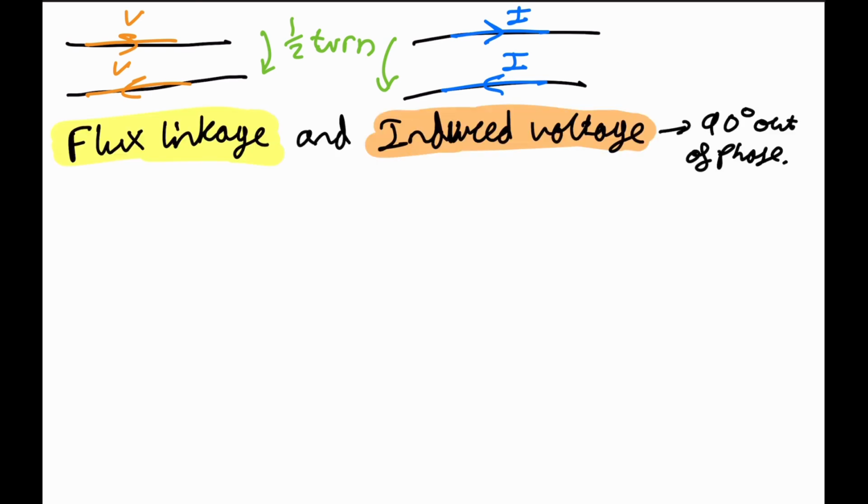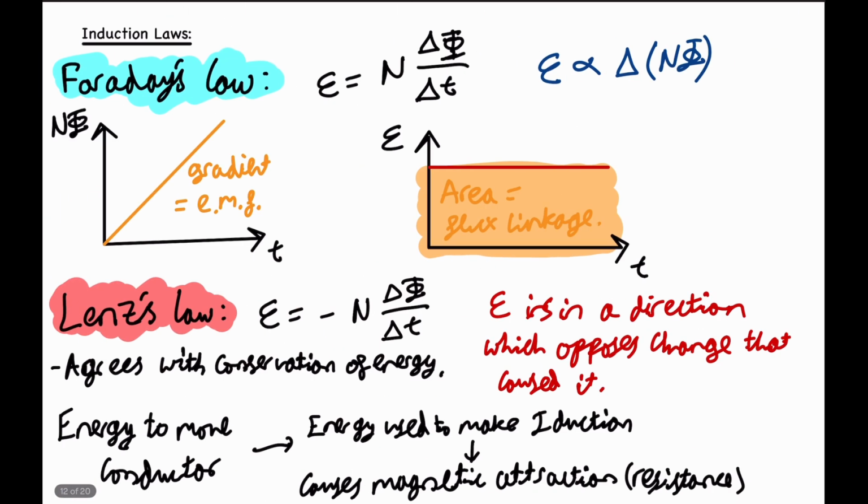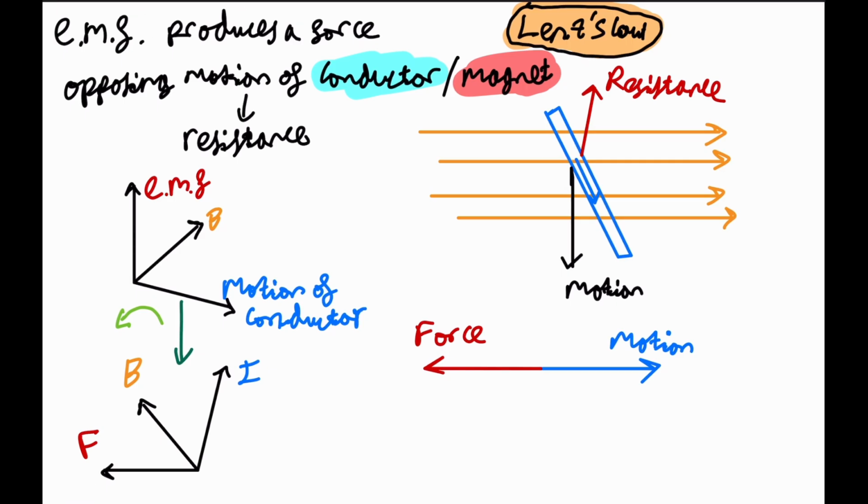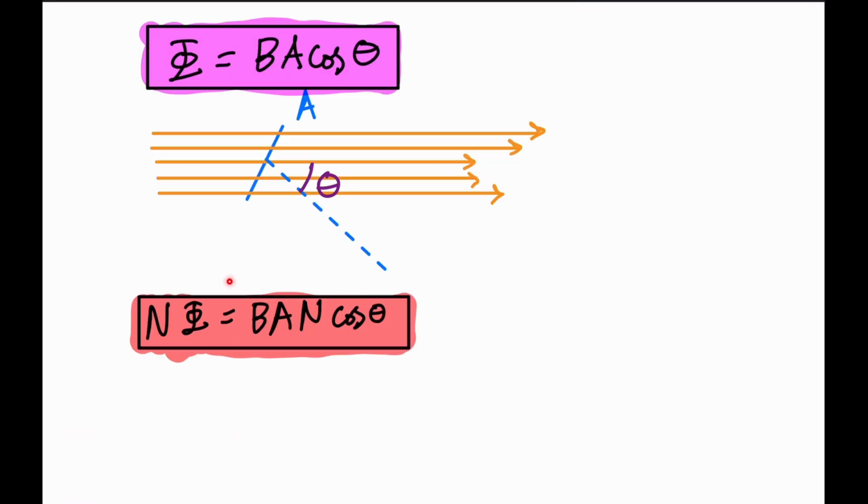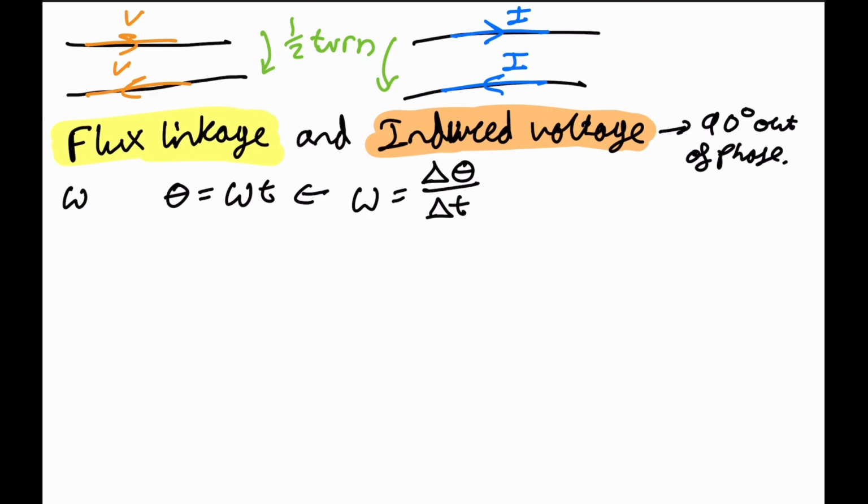So when you have a coil rotating at an angular speed of omega, and when your angle is equal to omega t, because omega is your change in angle over change in time, if you rearrange, you're going to get this. So now if we put this value into the equation that we said before when using induction laws for angles, we'll use this equation, and instead of theta we'll substitute omega t. So if we write the new equation out, we're going to get N phi, which is the flux linkage, equals BAN times cos omega t.